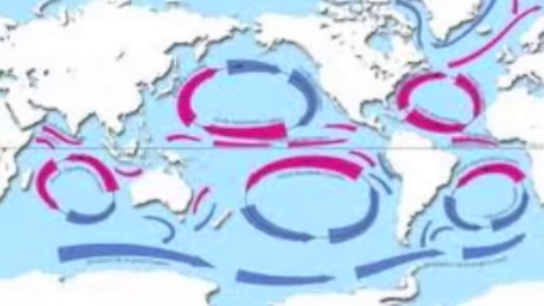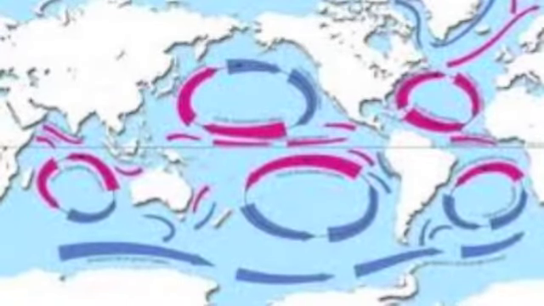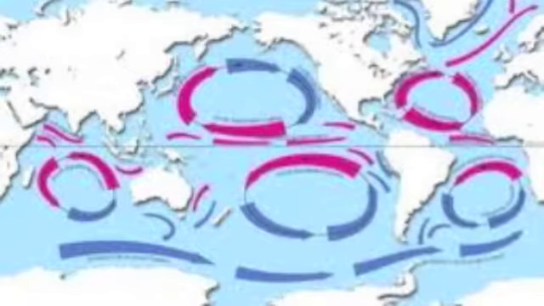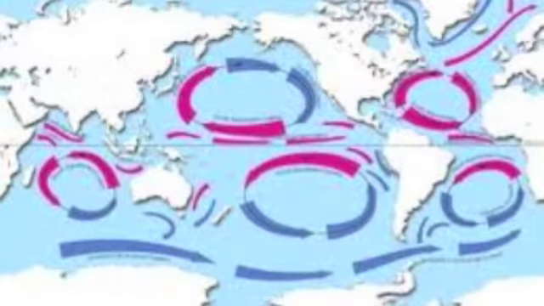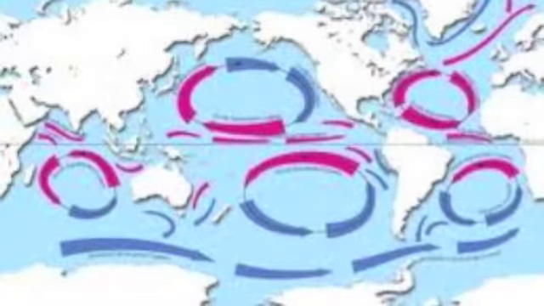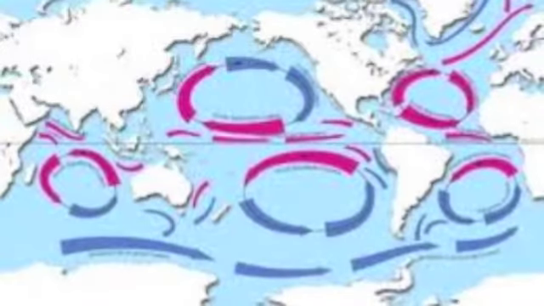This image on the far left shows you the South Indian Ocean current, and in the middle it shows you the Southern Pacific Ocean current. Both of these currents would be changed or altered in the El Nino and La Nina years.